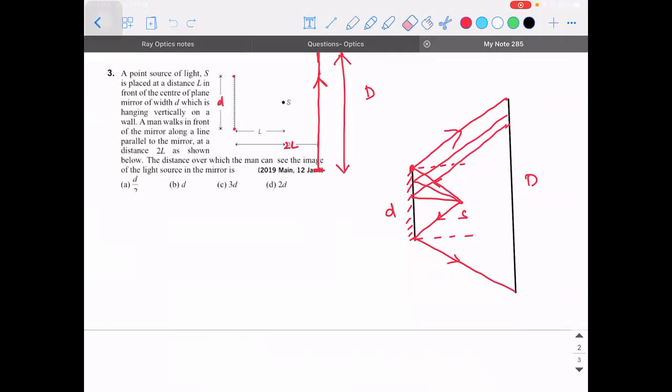Beyond that, there is no reflecting surface, so the ray will travel undeviated. So this is the angle of incidence. This will be the angle of reflection. Angle of incidence, angle of reflection. So this distance is L. This distance is 2L.